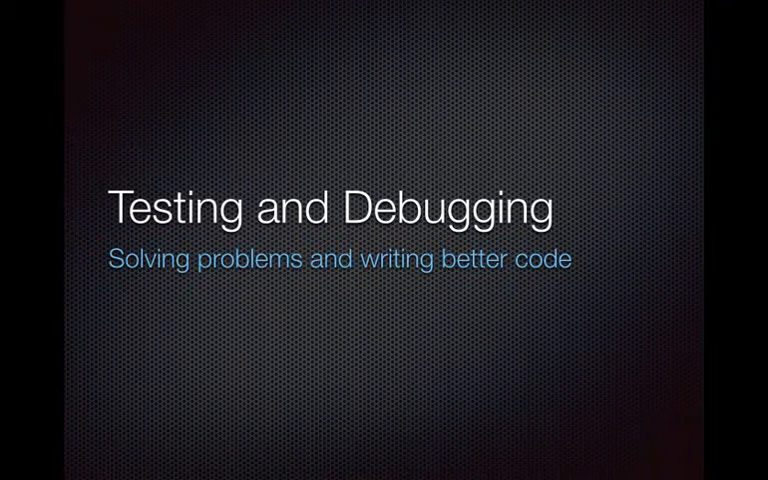This is the Week 6 online lecture for testing and debugging. In this presentation, we're going to talk about how we can fix the problems that we find in our code and different ways to write better code.